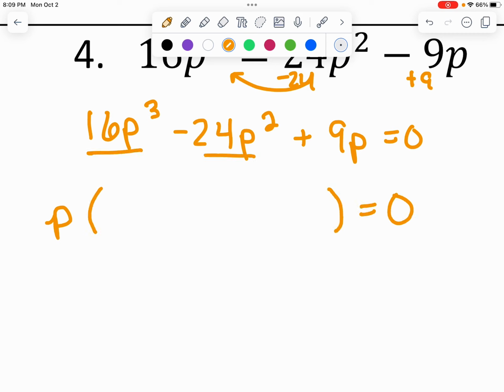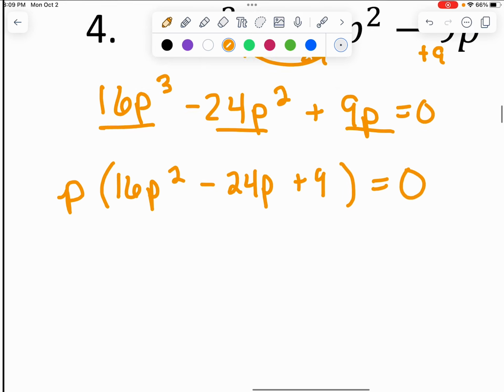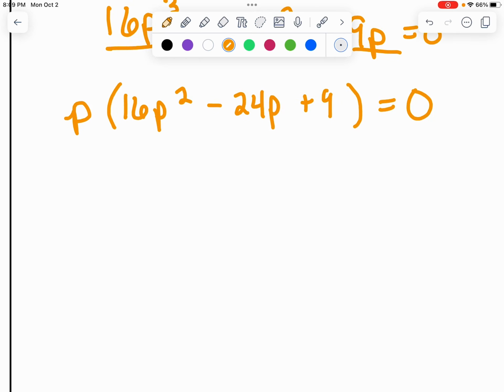Okay, take a P out of each of those. 16p squared minus 24p plus 9. So it's okay that it's not a number. It's okay that it's a variable. All right, now hold on to this. Don't lose that. I told the kids today, this is written in factored form. It's just not fully factored.